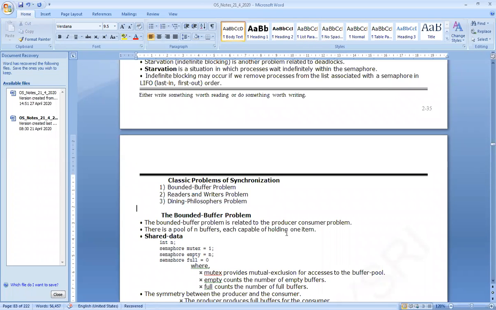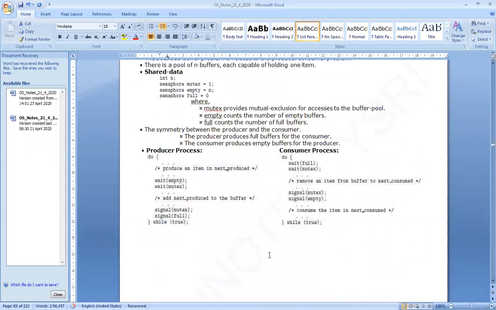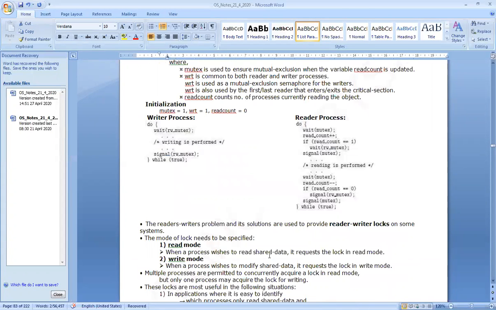So whatever method you propose is tested with these classic problems of synchronization. If it is working fine for the bounded buffer problem, okay. If it is working fine for the reader writer problem, then it is okay. If it is working fine for the dining philosopher problem, then we can say the algorithm or methodology you want to implement is correct. Then it can be used with the operating system. So we go for the next one.